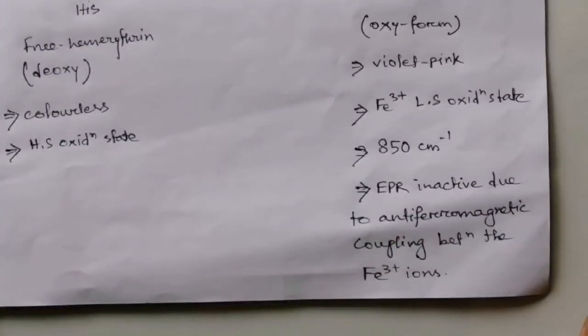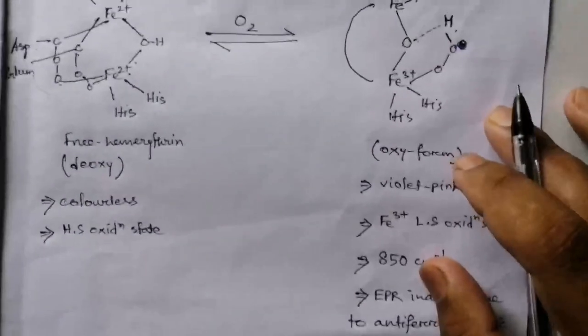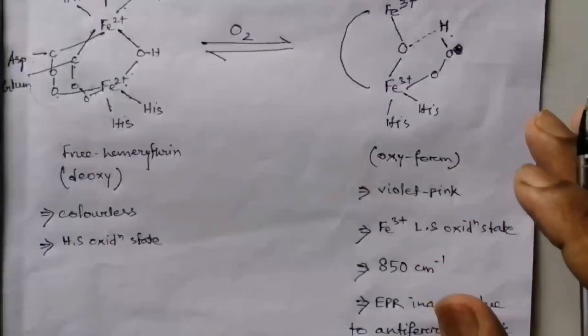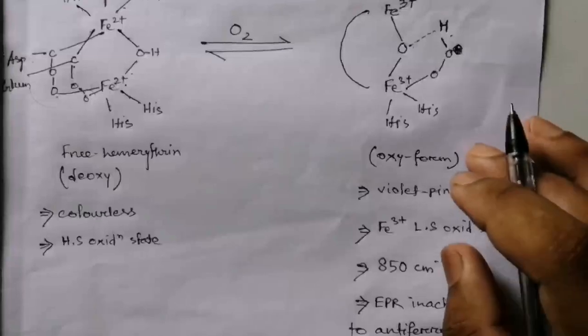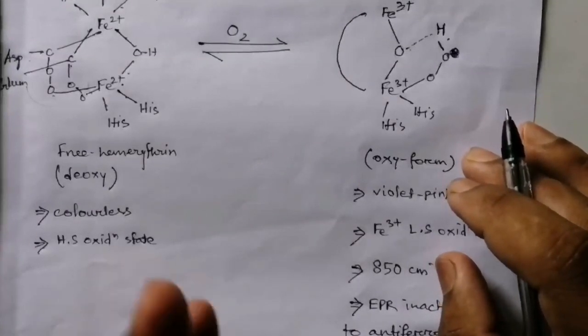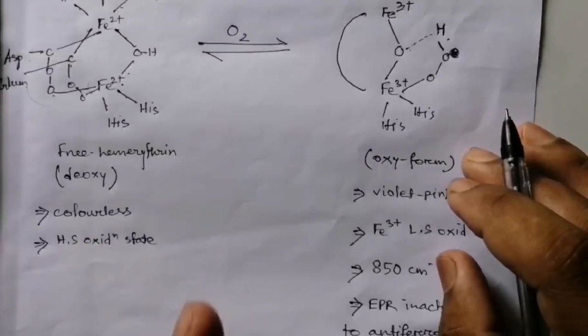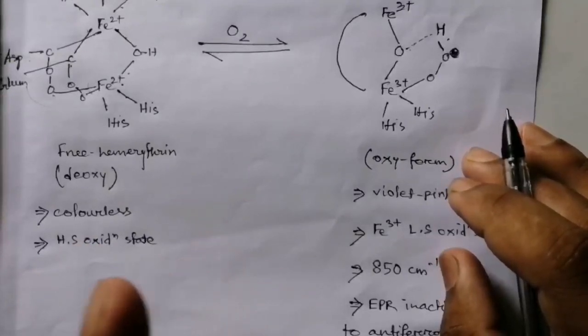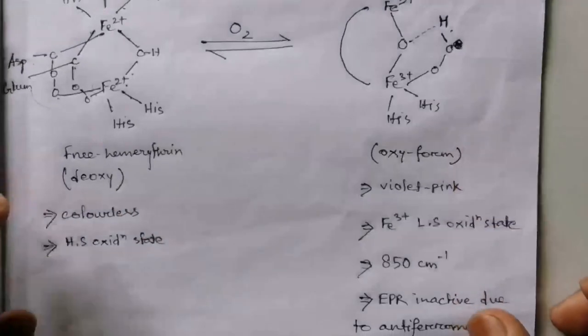So these were some important points regarding the properties related to the structure of hemerythrin. These points will be highly beneficial if we can remember them, and these points will definitely help us to answer any of the questions in the examination. So let's move to our next topic, hemocyanin.